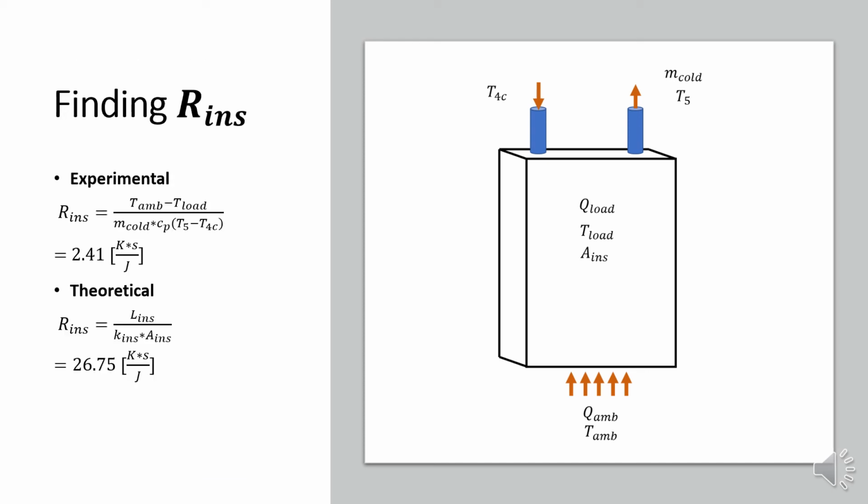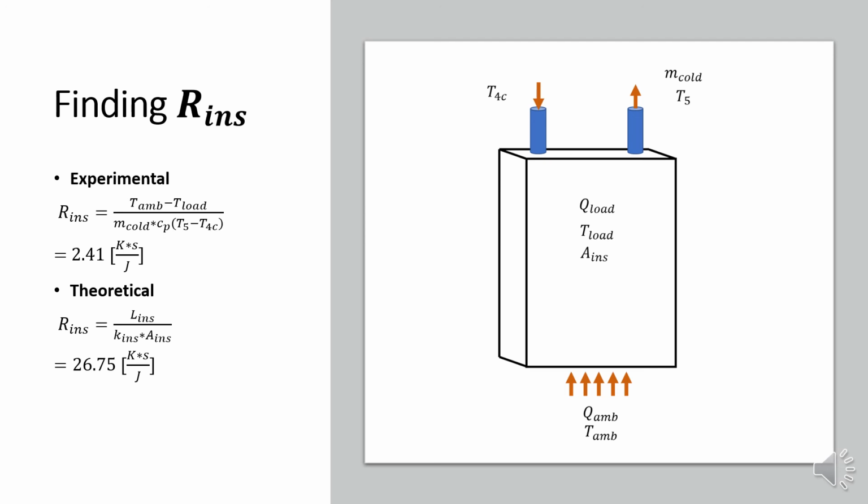To find the ambient heating value, you must also know the thermal resistance value, or R insulation. We were tasked to find both the experimental and the theoretical values and compare them. As you can see in the equations below, the experimental value depends on a variety of temperatures as well as the cold mass flow rate, whereas the theoretical value depends on dimensions and the geometry of the insulation measured with calipers, and the thermal conductivity value.